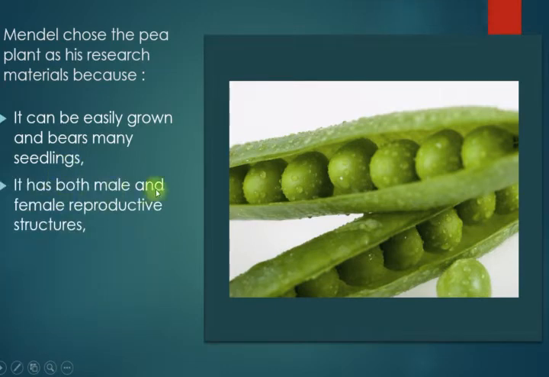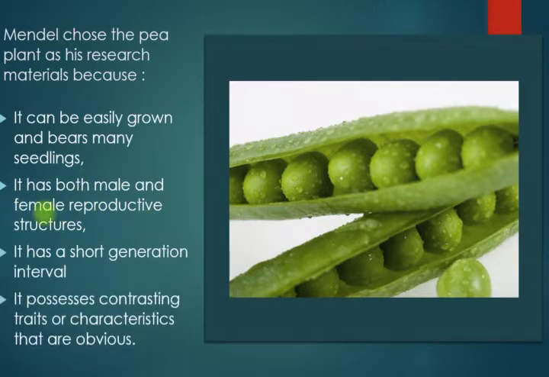Then it has both male and female reproductive structures. So in the flower of the pea plant, it has both male and female reproductive structures. It has a short generation interval, and it possesses contrasting traits or characteristics that are obvious. This plant allows the study of characteristics that are clear, the obvious ones.